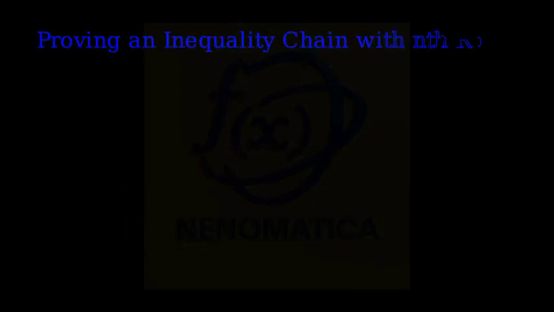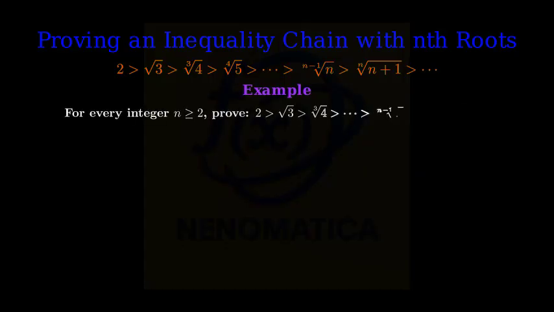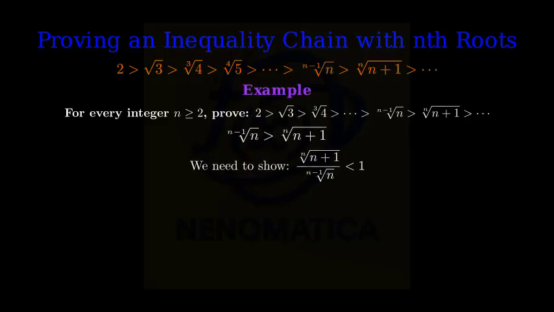Welcome to this mathematical proof video, where we'll show an interesting inequality involving nth roots. Specifically, we'll prove that for every integer n greater than or equal to 2, the following inequality holds. Let's begin by establishing our approach. Instead of proving the entire chain at once, we'll focus on the general case. We'll show that for any n greater than or equal to 2, the inequality shown here holds true. Our proof strategy will be to show that the ratio of these terms is less than 1, which would confirm that the left term is indeed greater than the right term.